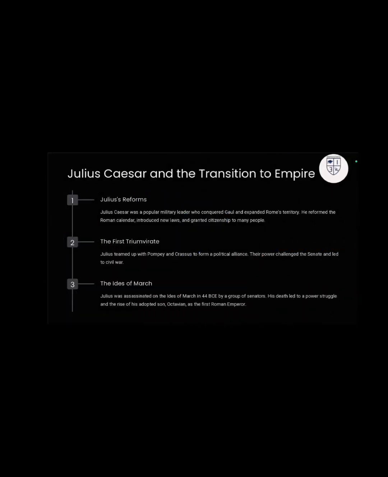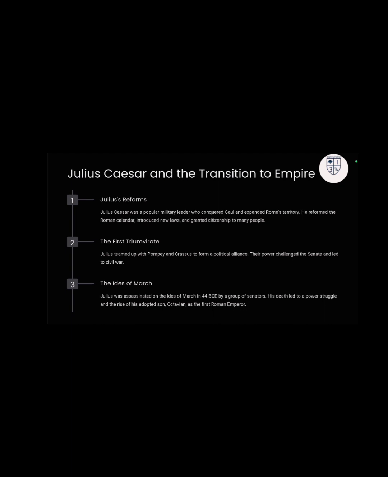Julius Caesar and the transition to empire. Now the republic has finished, let us assume, and Julius Caesar has come to power. As you all would know, Julius Caesar was a one-year ruler. Julius Caesar's reforms. Julius Caesar was a popular military leader. He was first a military leader, then became an emperor for 1 year. A popular military leader who conquered Gaul and expanded Rome's territory.